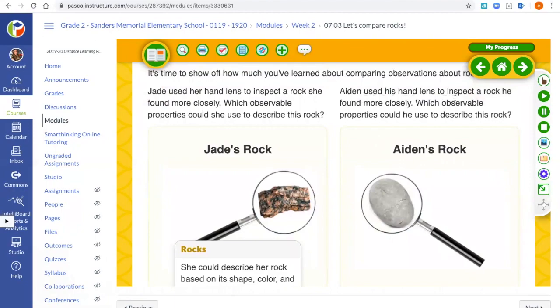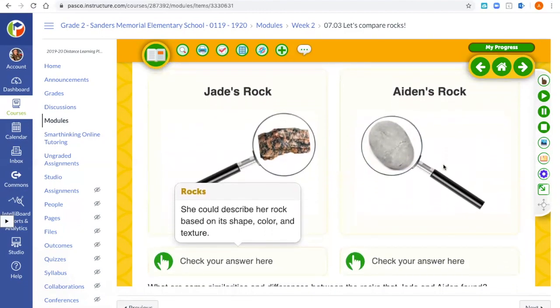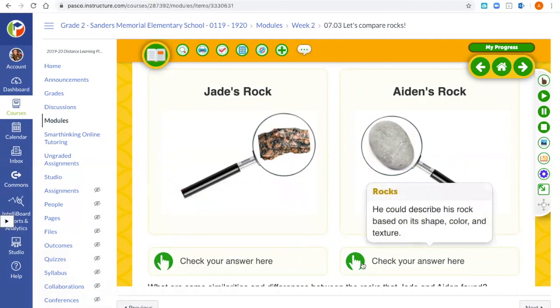Aiden used his hand lens to inspect a rock he found more closely. Which observable properties could he use to describe this rock? That's right. He could describe this rock based on its shape, color, and texture.